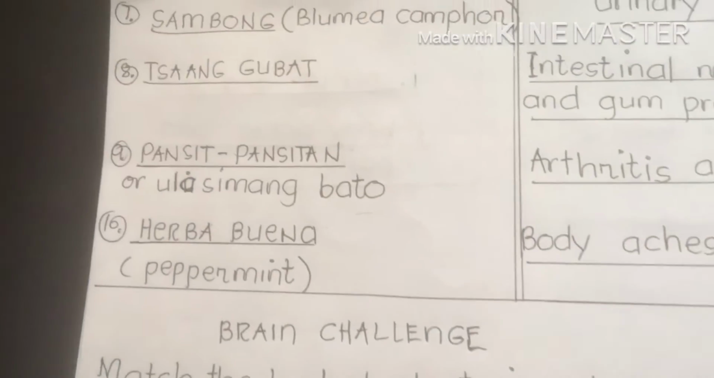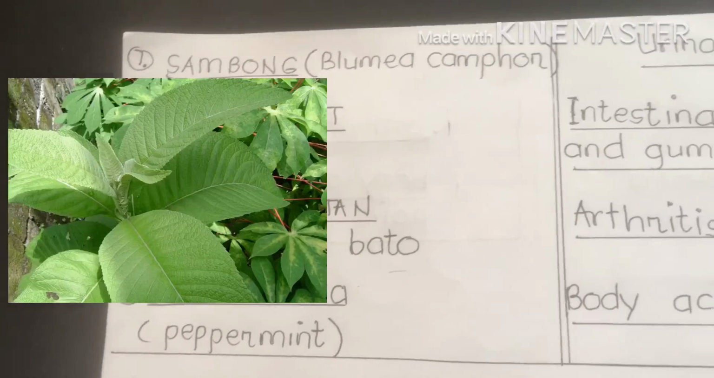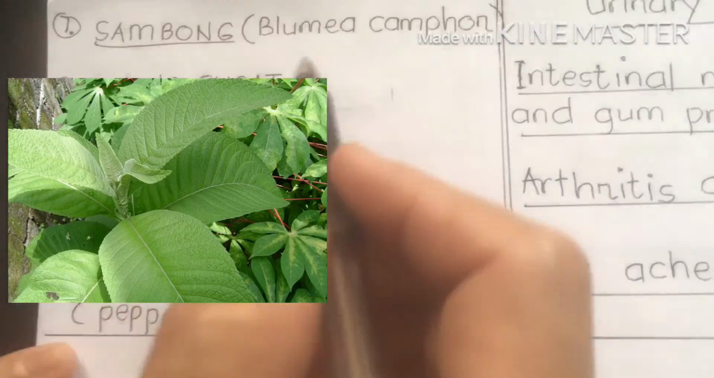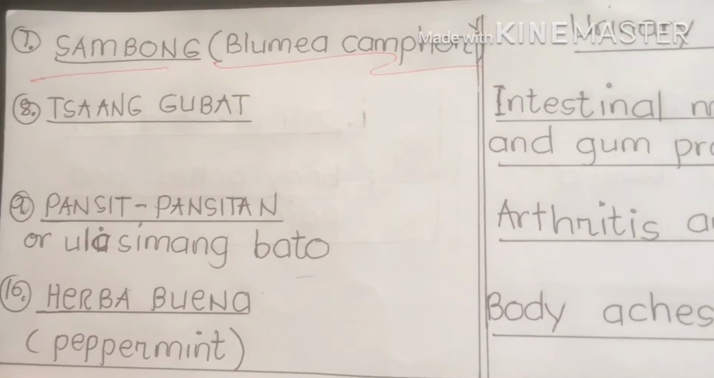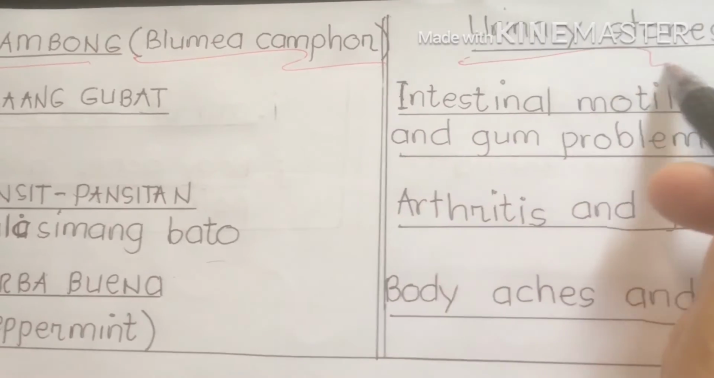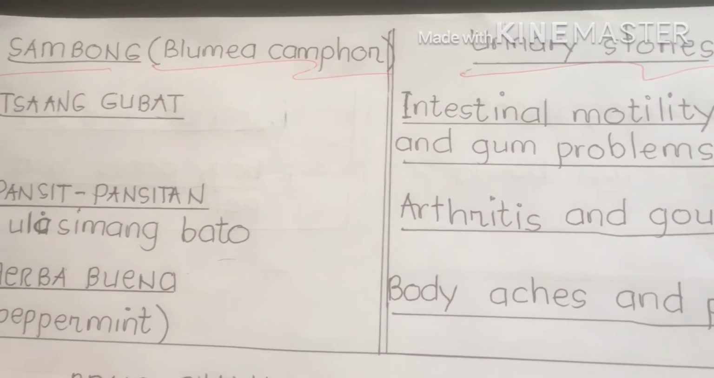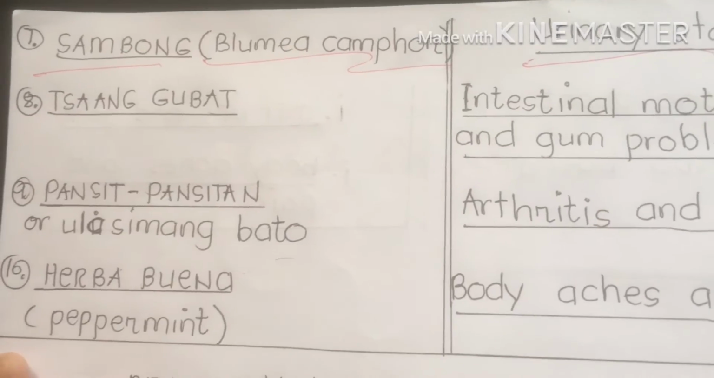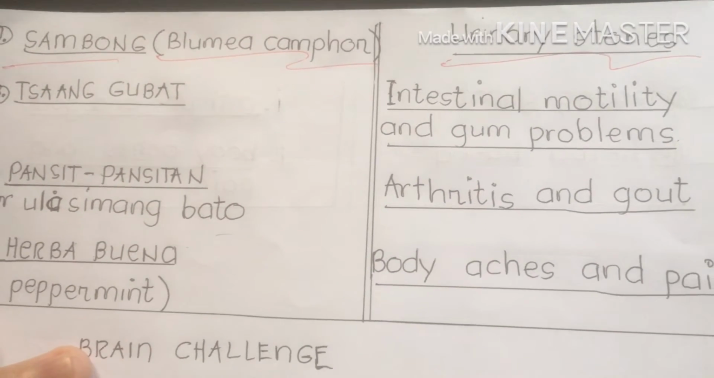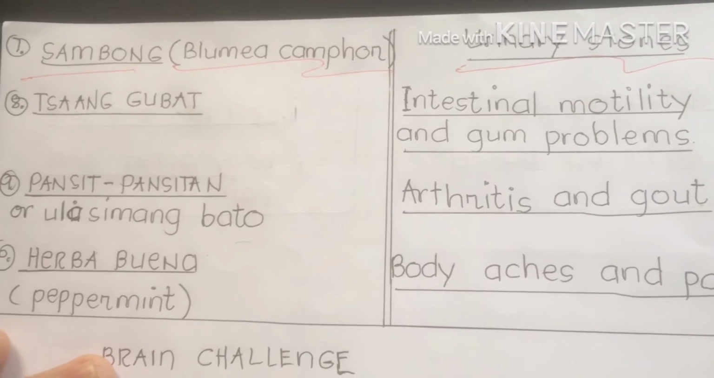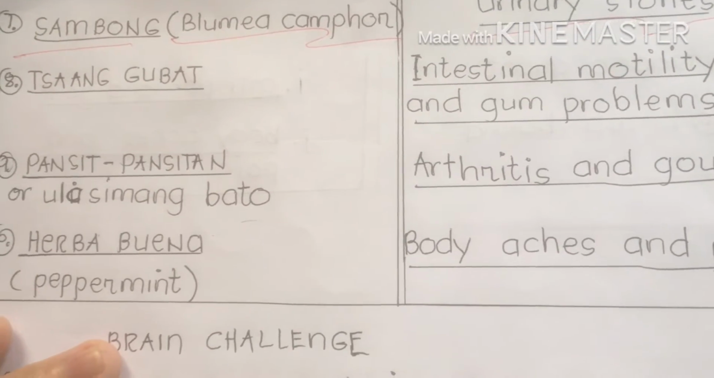We have sambong. This is very common for us, class. Sambong is Blumea camphora. That's sambong. It helps with urinary stones, my dear students. It's very important. We're going to boil the sambong leaves for at least 30 minutes or more, and then you're going to drink it after it's not totally hot.